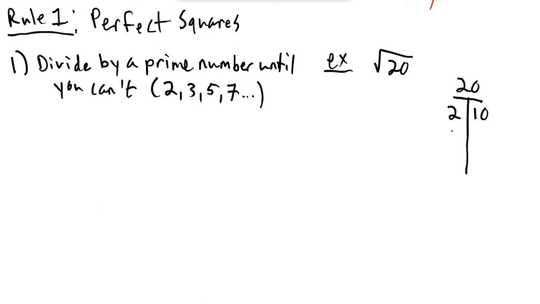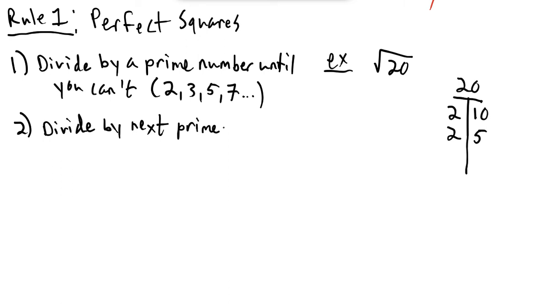Can we divide out 2 again? We can. So we divide out a 2, we're left with 5. Can we divide out 2 anymore? No. So we finished step 1. Step 2, divide by the next prime number until you can't. So, finish dividing by 2. Let's try dividing by 3.